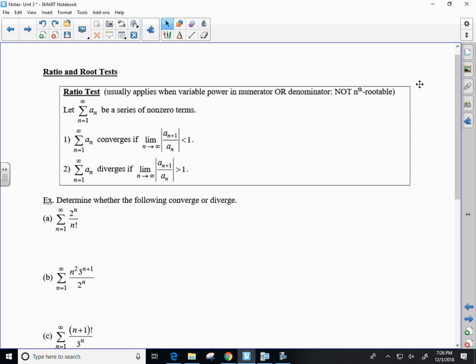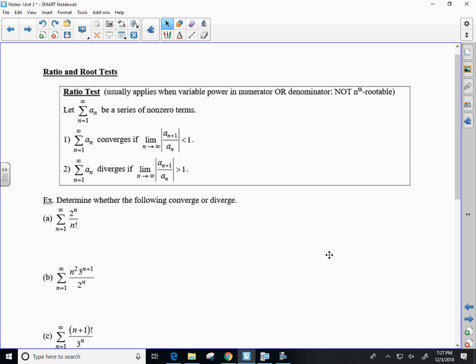But the condition is we're going to have a series of non-zero terms, just like everything else. We don't want it to be a series of zero terms. Well, maybe we do. If it were a series of zeros, then it would be pretty easy to figure out whether it converged or diverged. So on a test, maybe, but it doesn't really advance the plot.